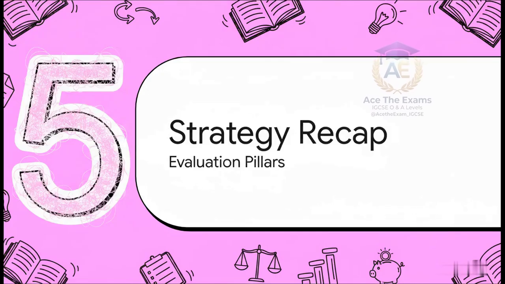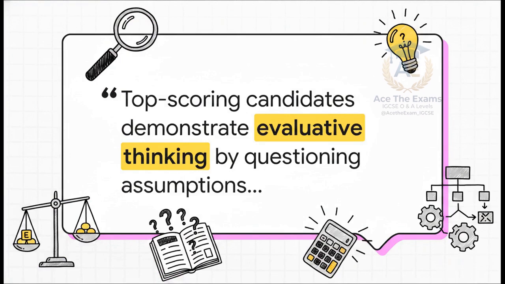Let's bring it all together. Section 5, Strategy Recap, and our final evaluation pillars. So earlier, our case study scholars Alex and Sam had a massive breakthrough during their session. They finally realized that when an exam asks for a comparative analysis, let's say comparing the utility of a 3-column cash book versus a 2-column cash book, it fundamentally requires identifying both similarities and differences. You can't just do one.